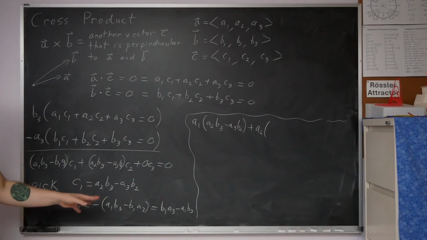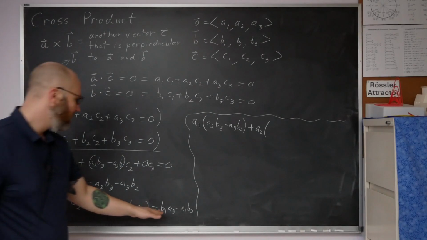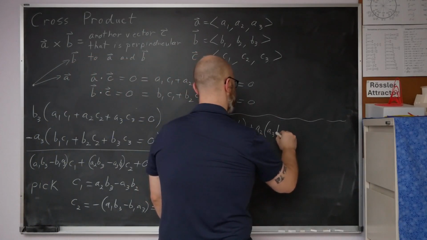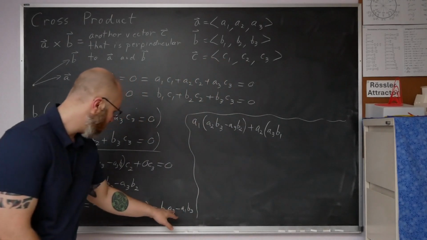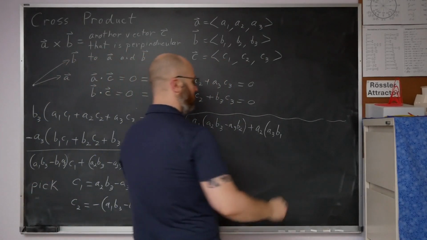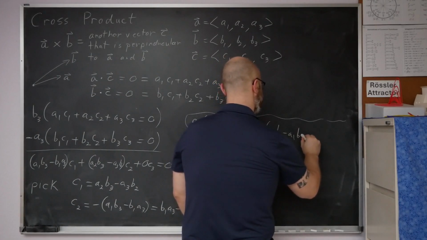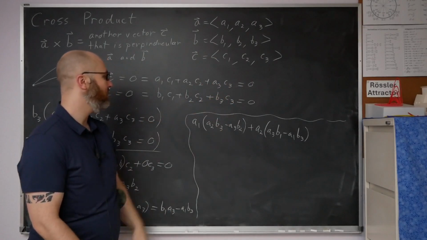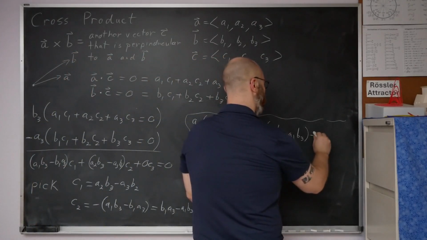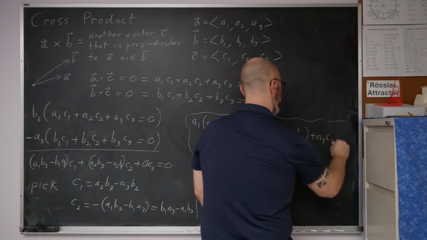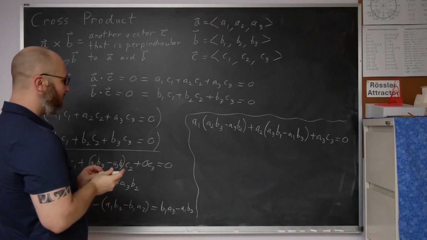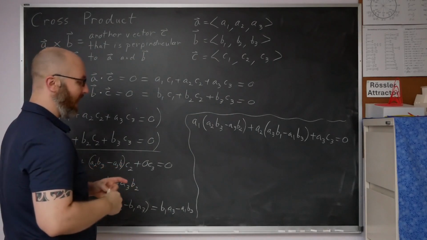Sorry, I messed up. I meant to keep everything alphabetical. So here we go, A3, B1 minus A1, B3. And then we have our plus A3, C3. Oh man, all right. So now we got to solve for C3.